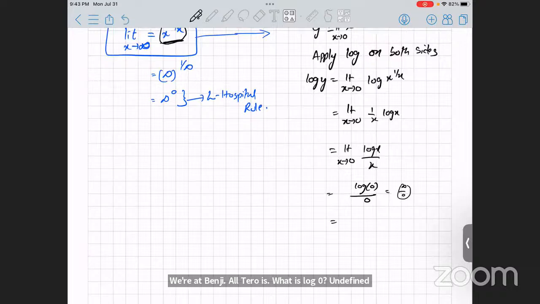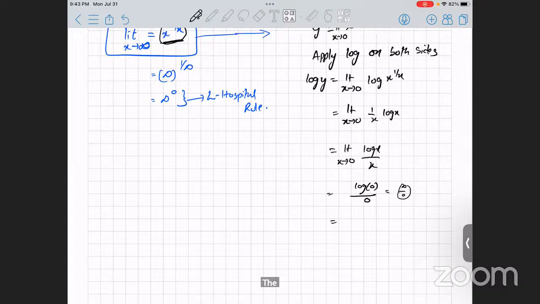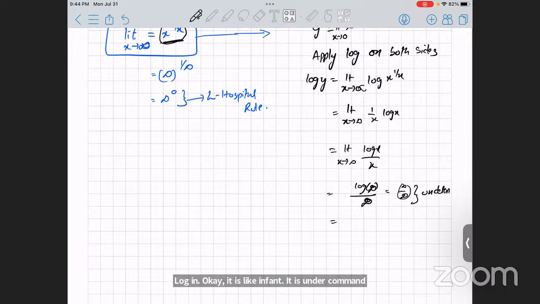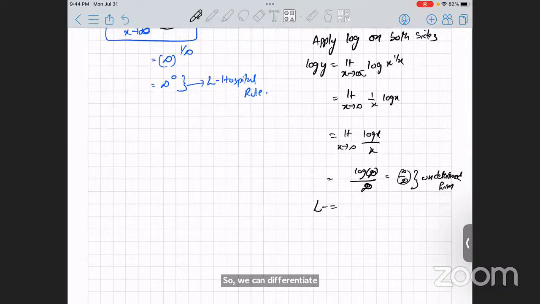So the question was limit x tends to infinity. Sorry. Log infinity divided by infinity. It is like infinity by infinity form. Yes, sir, it is an undetermined form. We can differentiate, so use L'Hospital rule.